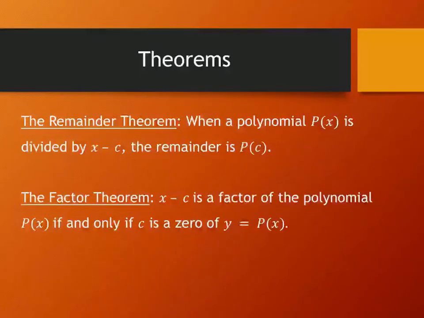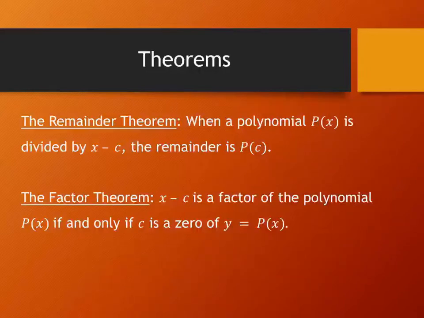So the first theorem is called the remainder theorem. The remainder theorem says when a polynomial, p of x, is divided by x minus c, like if you try to factor x minus c out, the remainder, the part that wouldn't factor, is p of c. And I'll show you how we're going to use all this in a minute. Just write them down for now, okay? So that's the remainder theorem.